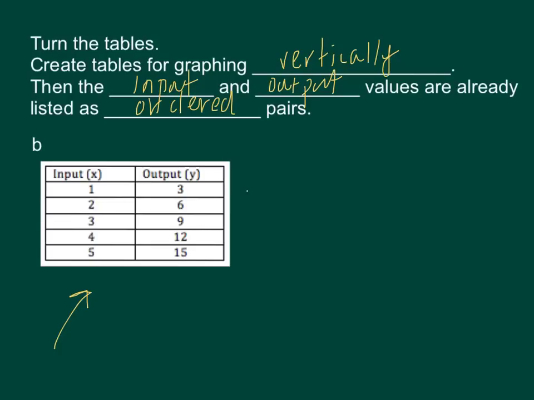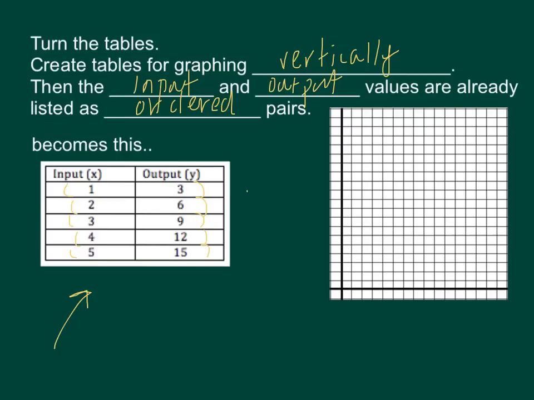That actually makes it very easy. All you have to do is put parentheses around the numbers to create ordered pairs. So now I have an X, Y of (1, 3), (2, 6), (3, 9), and so on. At this point, we can graph it.